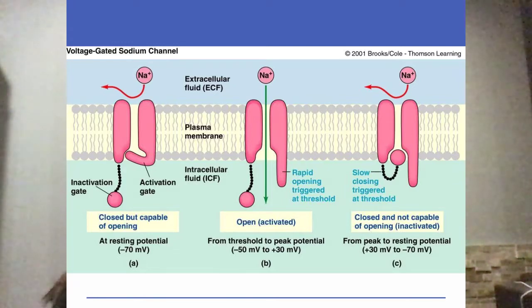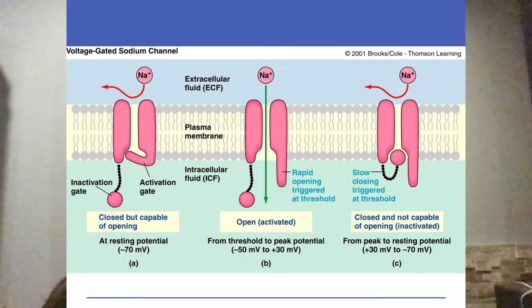So in the next panel, the third picture there, the next moment of time, now the inactivation gate slowly swings closed and it stops the influx of sodium. And that happens to be at a time when the inside reaches positive 30. Again, it's not because it reaches positive 30. It's just that that's the timing when the inactivation gate finally closes.